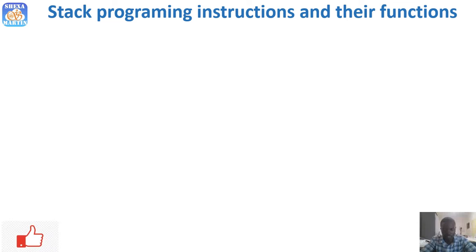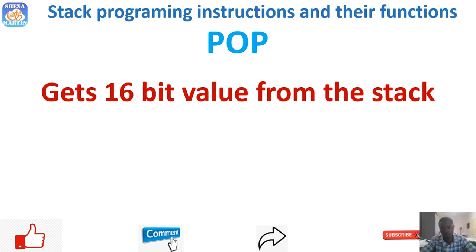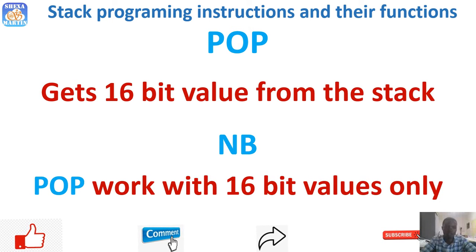Right. Let's now talk about the pop instruction. The pop instruction gets the 16-bit value from the stack. It takes the value from the stack to a certain destination. Previously we were saying push source, pushing a value from source to the top of the stack. But now we say pop, so we are popping the value from the top of the stack to a certain destination. Pop and push work with 16-bit values only.